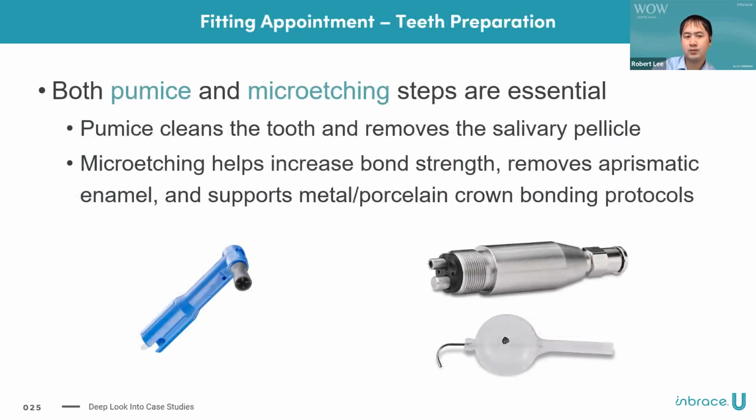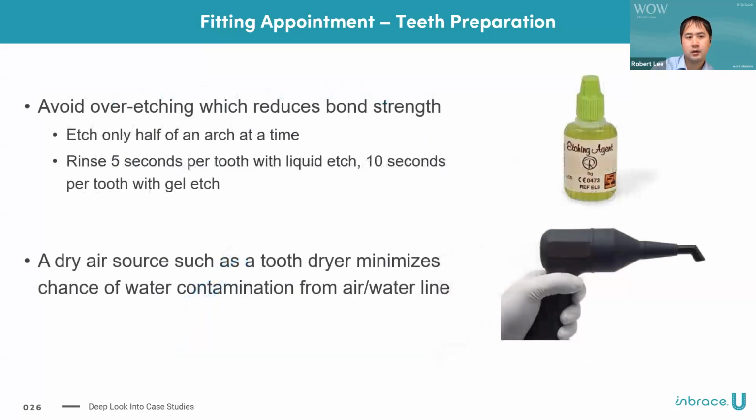We do recommend for the teeth preparation step both a pumice and a micro etching step. When you're working behind the teeth, you really want to make sure to have good bond strength. You don't want to be replacing these brackets or having to repair as many brackets. So we do recommend both the pumicing and the micro etching step because both help with the bond strength.